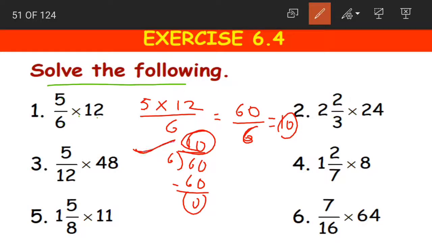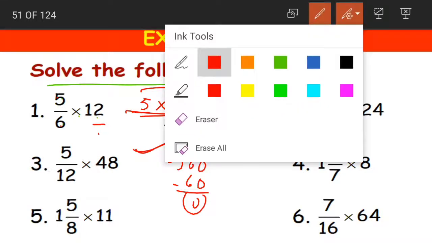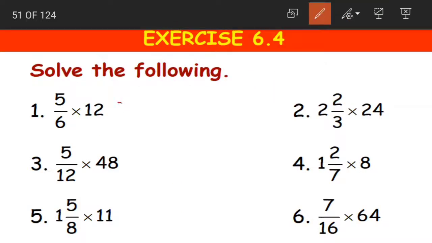You know this division part. What did we learn just now? When we are multiplying a fraction and a whole number together, what will we do? We'll multiply the numerator and the whole number divided by the denominator. 5 12s are 60 divided by 6, that is the denominator. Yes? What is the final answer here? 10.